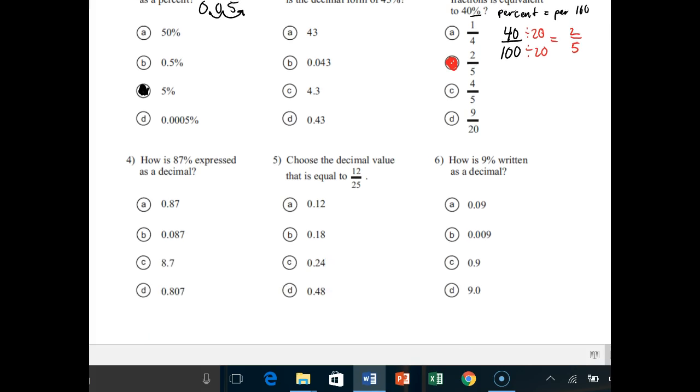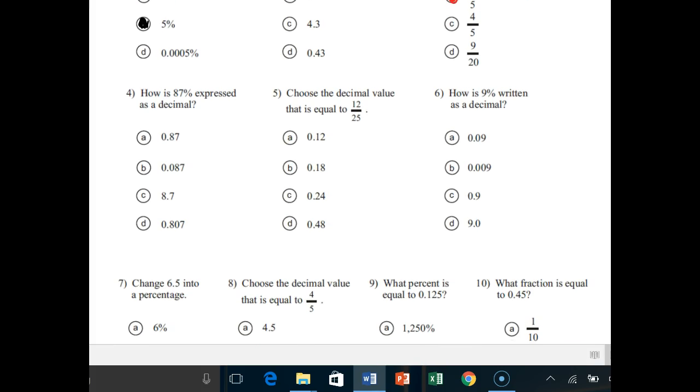All right, number 5. Choose the decimal that is equal to 12 over 25. 12 over 25 should be like an alert, use base 10. And that's exactly what we're going to do. We could divide this, but why not just use base 10? It's easier. Multiply by 4, we get 48 over 100. So what decimal is equivalent to that? 0.48.